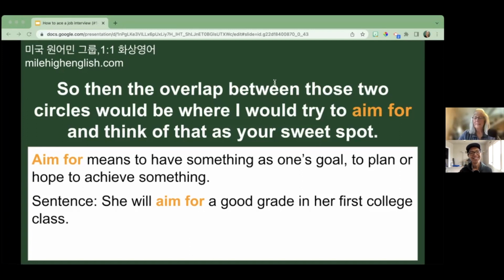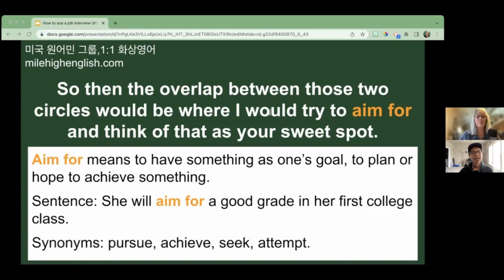Exactly. Yeah. So here's some synonyms, or some words that mean the same as the expression aim for. Things like maybe pursue, achieve, seek, or attempt. So like, she will aim for a good grade. She will pursue a good grade. She will seek a good grade. Any questions about the expression aim for? What are some things a person might have as a goal besides grades in a class of some kind? So one quick question. Oh, yeah, sure.